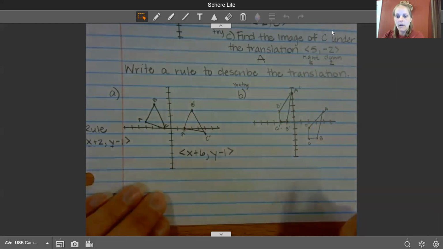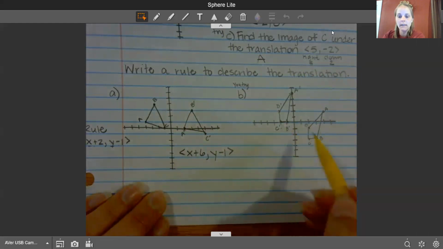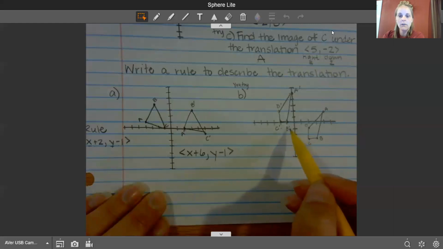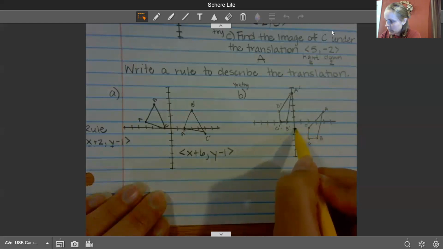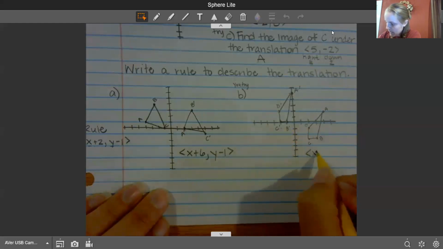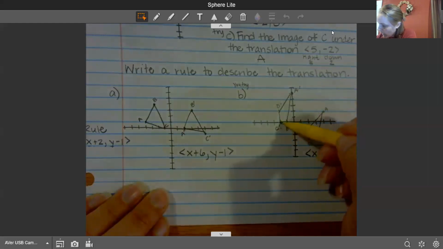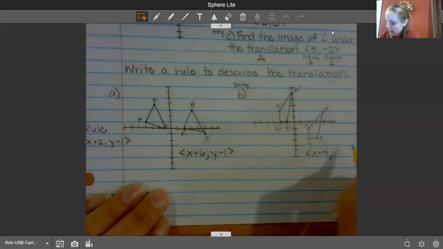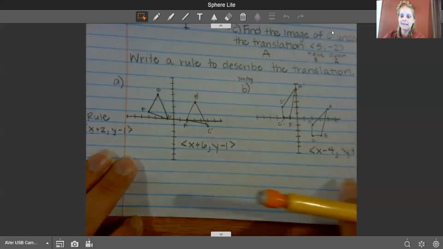Okay, all right, so if you notice, remember the tick marks give us the one that has been translated. So this is our original. So from here to here is what we're going to translate. So we're going to go 1, 2, 3, 4 left. So that's going to be x minus 4. And then we're going to go 1, 2, 3 up. So y plus 3. And that is writing the rules for a translation.